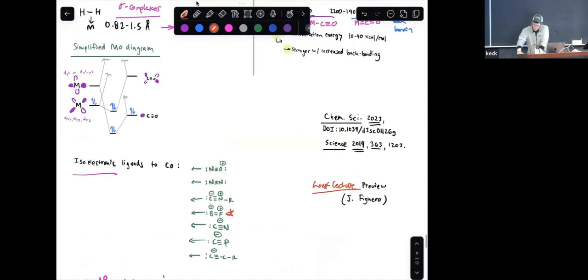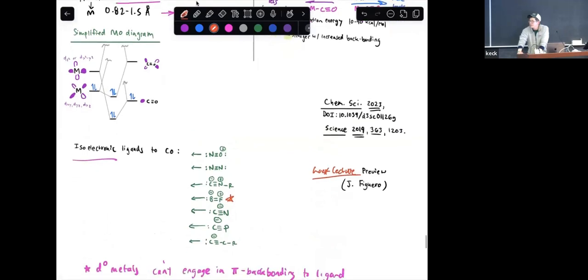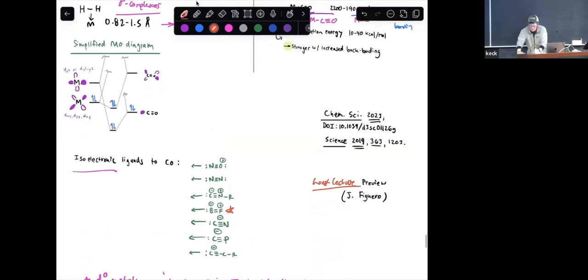And then, a corollary to everything we've talked about is that to engage in high back bonding, not high forward bonding, but high back bonding, you need d electrons on the metal. So if you do an electron count and you get a d electron count of 0, that is not going to engage in significant back bonding.